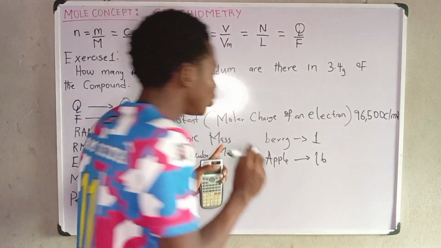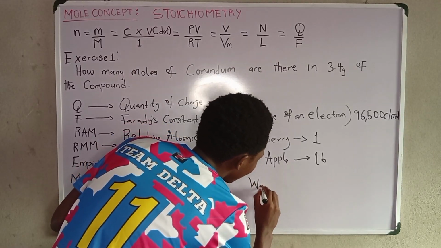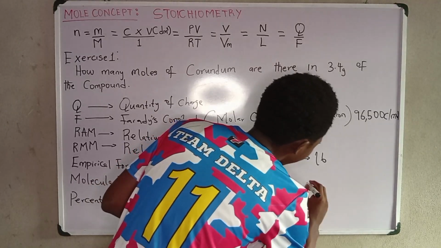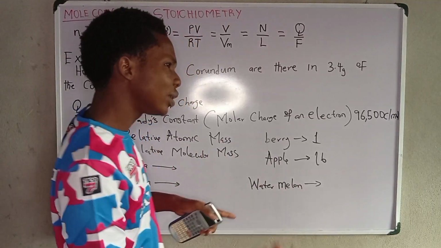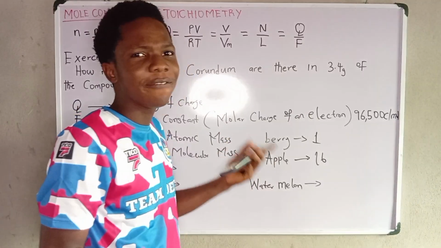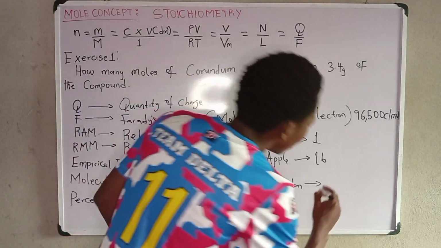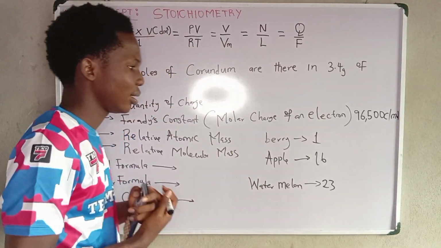Okay, no. Let me use watermelon for an example. Let's use watermelon. I think watermelon is bigger. Now, let's use watermelon. I weighed the watermelon. And now observe, in respect to the berry that I first checked, I noticed that this watermelon is what? 23 times heavier than the berry.